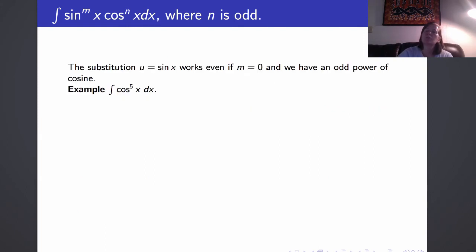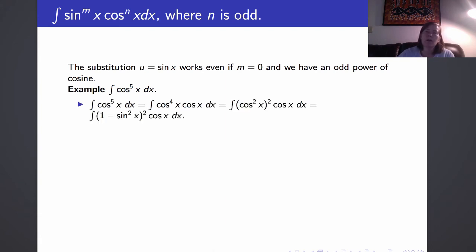Now this substitution even works if the sine function doesn't appear in the integral. If we have an odd power of cosine, we can also make this substitution u equals sine of x. Let's see how that works with the integral of cosine to the 5x dx. This is cosine to the 4x times cosine x. When we integrate, that's equal to the integral of cosine squared x squared times cosine x dx, which is the integral of 1 minus sine squared x squared times cosine x dx.